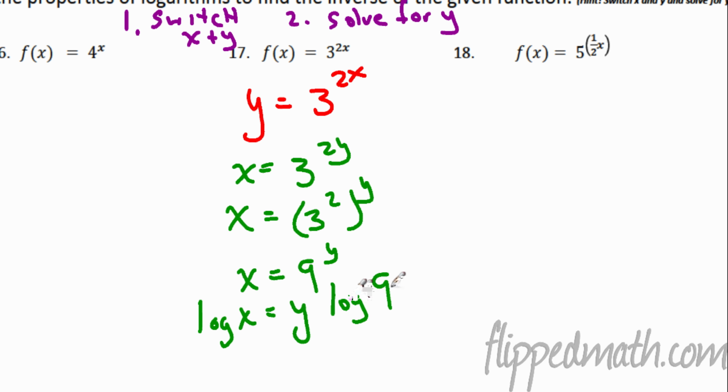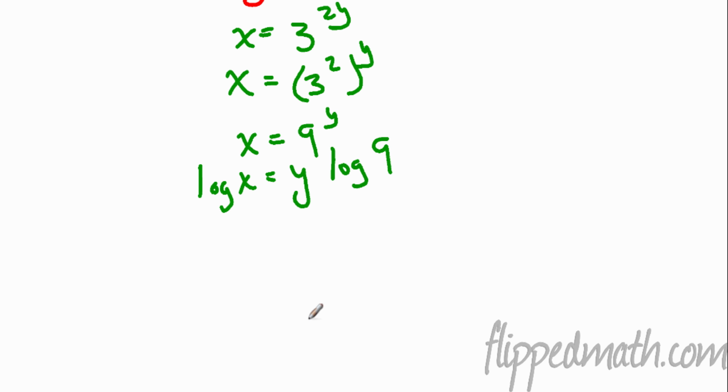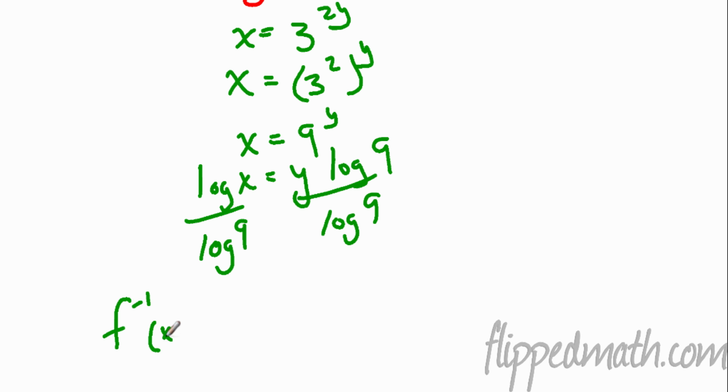Again, look, g's and 9s and 4s and y's. Mr. Kelly. So this is the log of 9. We're going to divide on both sides by the log of 9. So we're going to get the inverse of x, which is in this case the same as y, is going to equal the log of x over the log of 9. And that's going to be our inverse function.